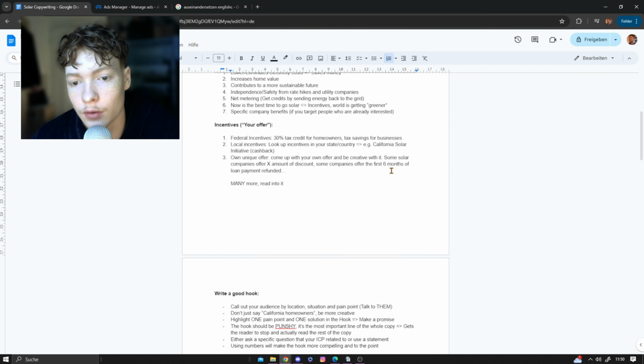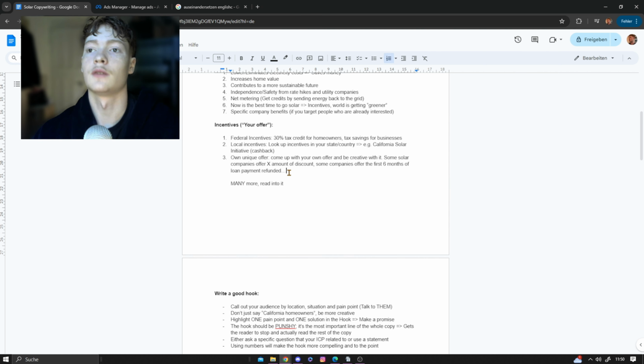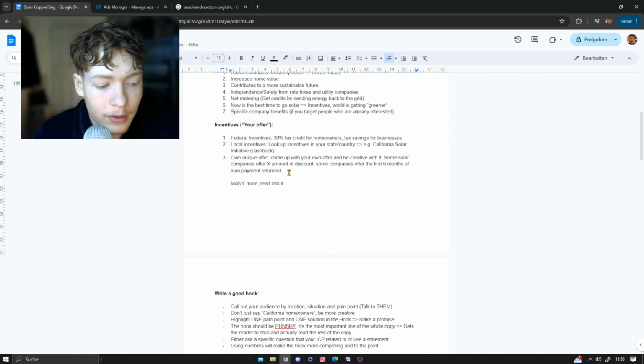Some companies also offer the first 6 months of loan payments refunded. Those are the big companies. Again, if you're a dealer or something, then you may not want such a big offer, and maybe you can't do that. So you can do something very simple, like if you sign up right now for a free consultation, I will give you a $25 or $50 Amazon gift card. This works pretty well. It's those small little gifts, people want that.